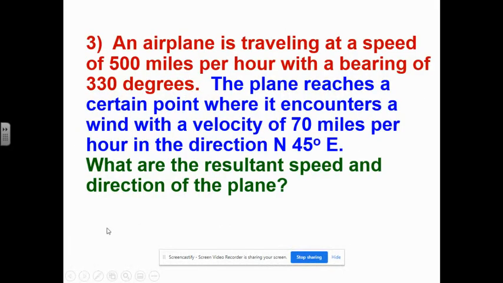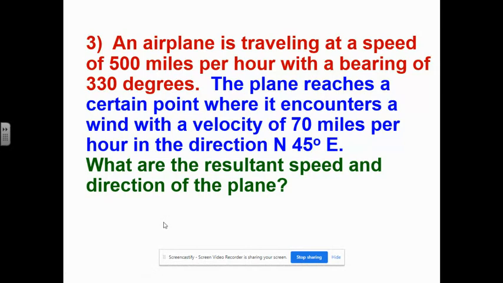So here's your first example. An airplane is traveling at a speed of 500 miles per hour with a bearing of 330 degrees. The plane reaches a certain point where it encounters a wind that has a velocity of 70 miles per hour in the direction of 45 degrees east of north. That means you start north and you rotate 45 degrees towards the east. What are the resultant speed and direction of the plane?